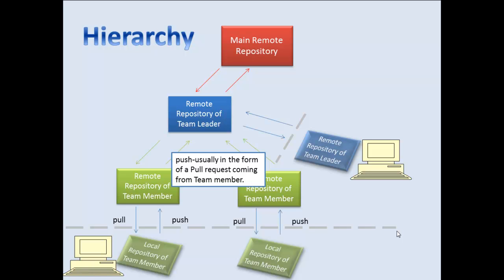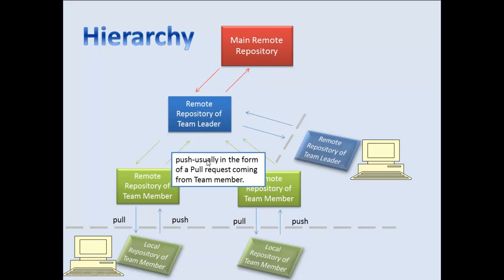Now, if we want to have that hierarchy structure, this is all the repositories that we'll need at the very bare minimum. You've got two team member developers, and each of them has their own local repository and then a remote repository. And then you've got your team leader's remote repository, and then their local repository. Sorry, that's supposed to say local. And then you've got the main repository up here.